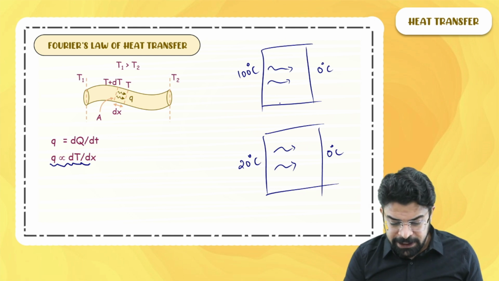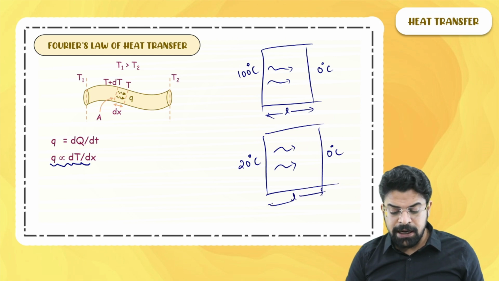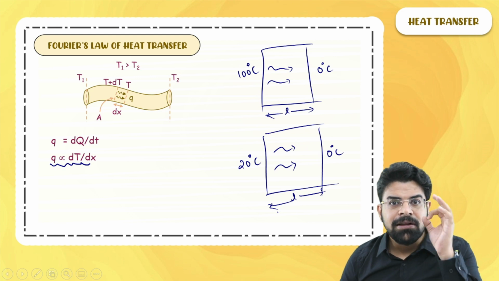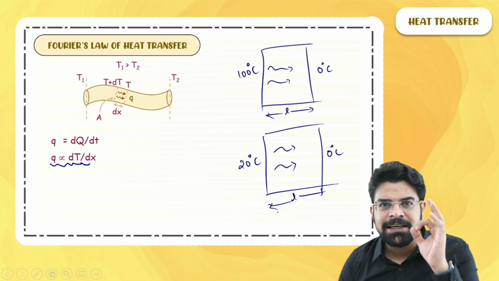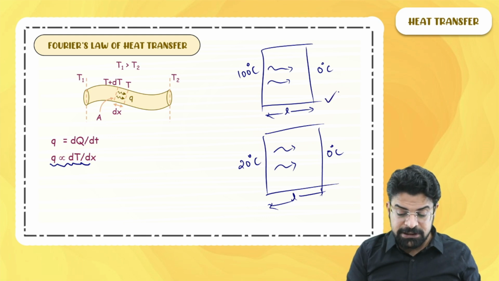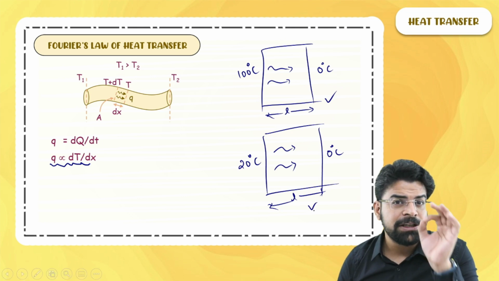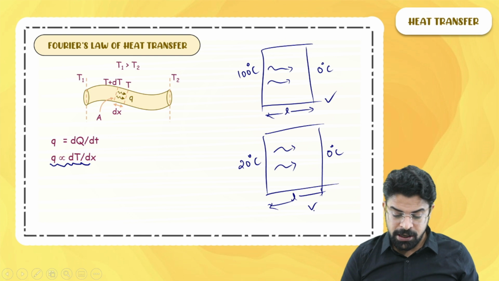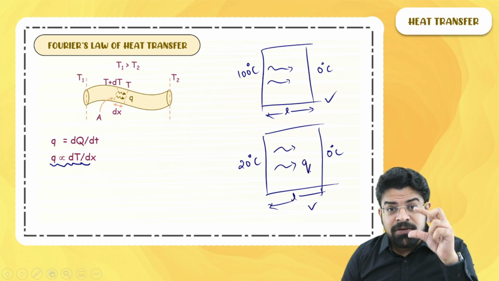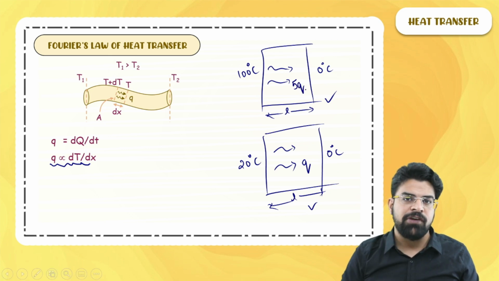In the first case, in the same length, the temperature drop is 100. So the rate of change of temperature is more in the first case compared to the second case. The temperature gradient in the first case is 5 times the temperature gradient in the second case, because in the same length, in the first case the temperature drop is 100, in the second case the temperature drop is 20. That's why if in case 2 the rate of heat flow is Q, then in the first case the rate of heat flow will be 5Q, because the temperature gradient is 5 times.